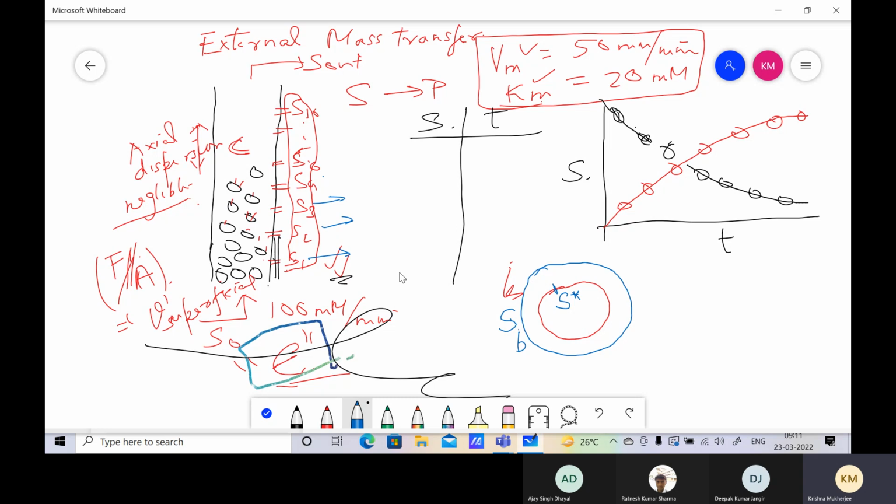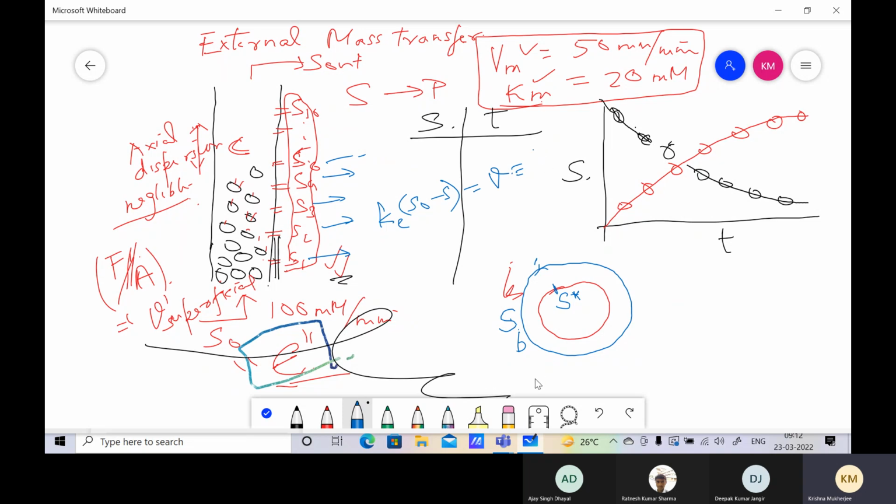But can you now combine your understanding of Michaelis-Menten kinetics and the basic equations of mass transfer, which is Ke? What were the equations? Do you remember your basic equations? S naught minus S was equal to V, where V is equal to V max.